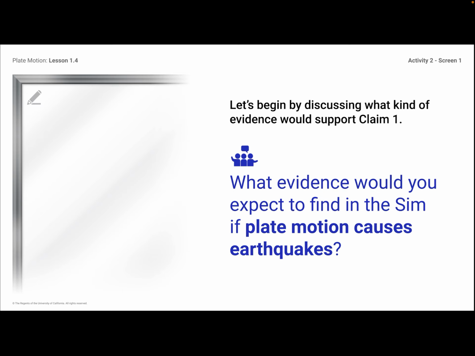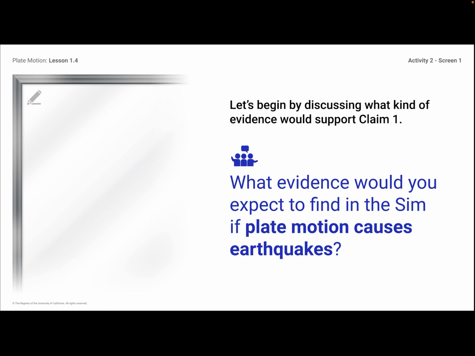So claim number 1 says that the plate boundary motion causes the earthquake. If you remember in Amplify, they have used the symbol of a black dot to represent earthquakes, right? So what would we expect to see first? Would we expect to see the plate move and then earthquakes if claim number 1 was supported? Or would we expect to see the earthquake and then the plate motion?